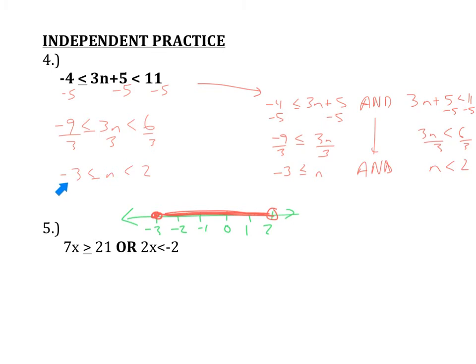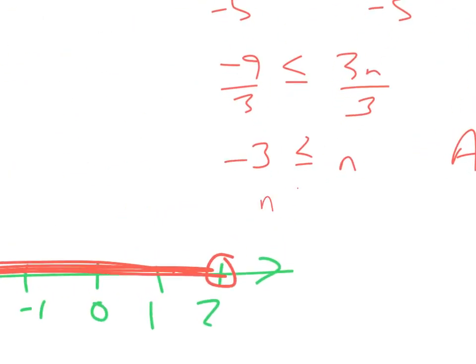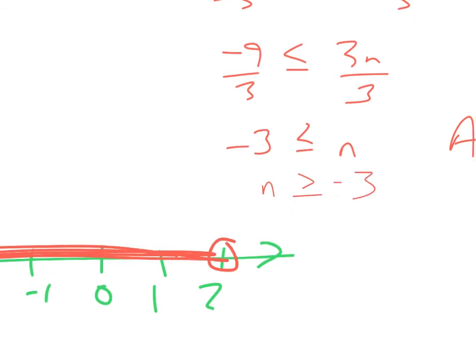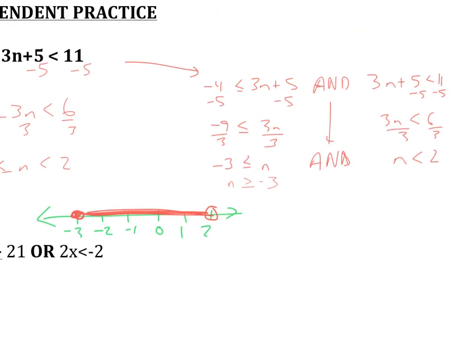And so I get negative 3 is less than or equal to n, and n is less than 2. There's the "and" there. Over here, I split it up into negative 4 is less than or equal to 3n plus 5, and 3n plus 5 is less than 11. And I solved each one individually. Notice how I got negative 3 is less than or equal to n, which I could turn around and make that n is greater than or equal to negative 3. That's kind of helpful when we're graphing to have the variable on the left, but you don't have to, obviously.